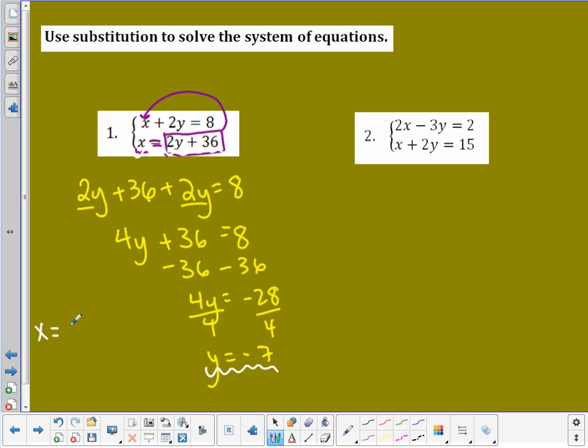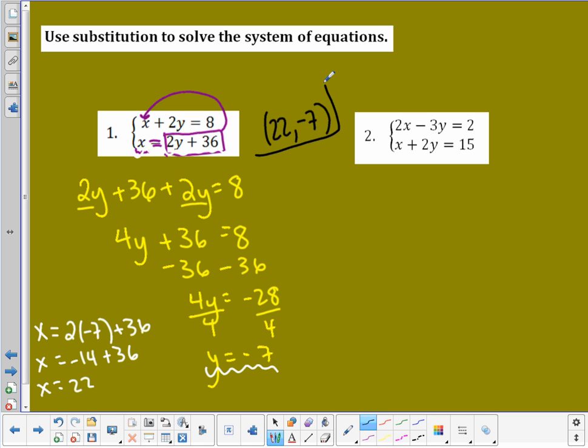So I have x is equal to 2 times negative 7 plus 36. That's x equals negative 14 plus 36, and that's x equals 22. So now when I write this out as a solution, I write it as an ordered pair. My x value is 22, my y value is negative 7, and that is my solution to the system. Okay, let's try that again in number 2.